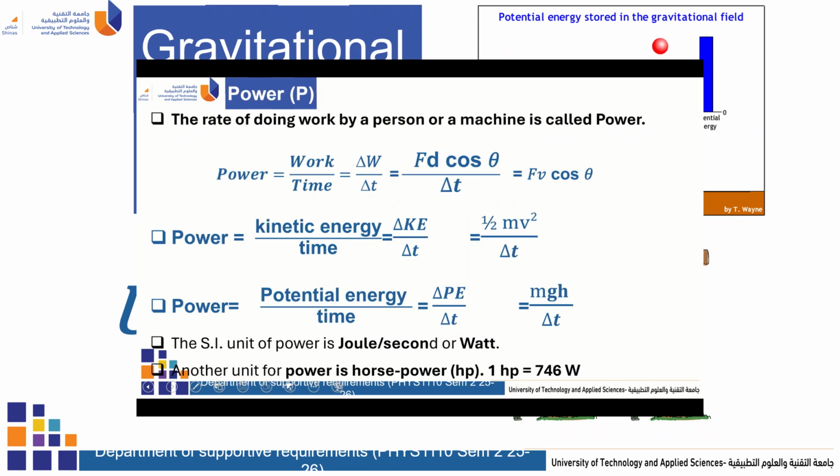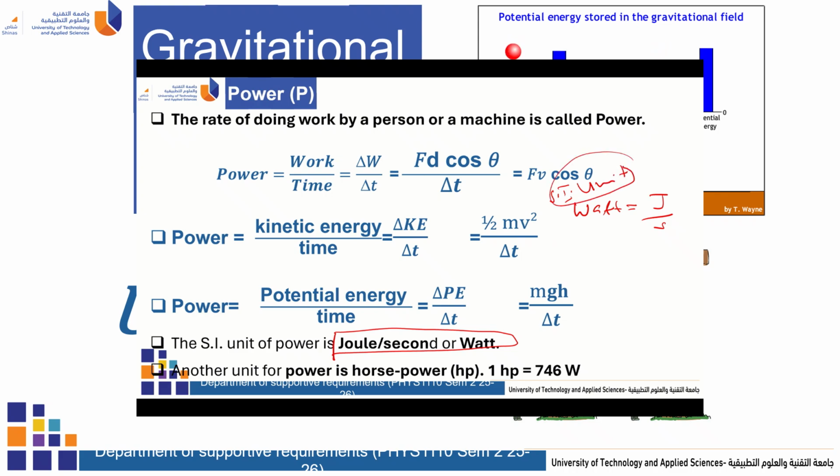One thing: there are basically two units we mostly use. One is the watt, and the other is joule per second. The watt and the joule per second have the same meaning. This is the SI unit for power.